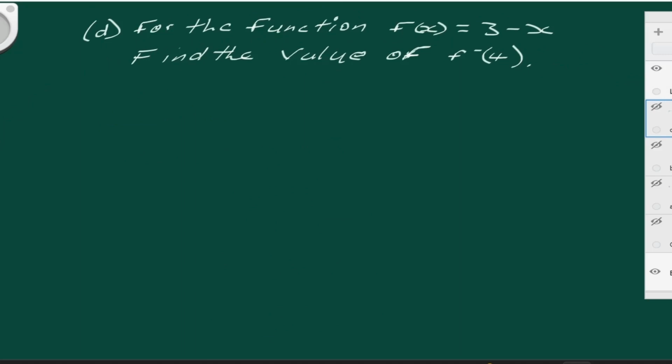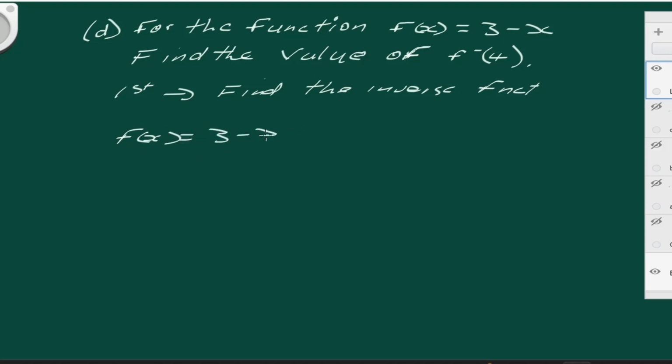Looking at question D, for the function f of x equals 3 minus x, find f inverse 4. So first we're going to find the inverse function. So f of x equals 3 minus x. Again, this is a process for finding the inverse of the function.